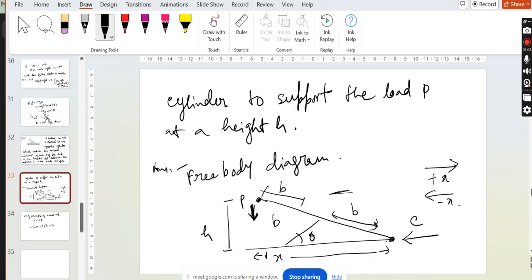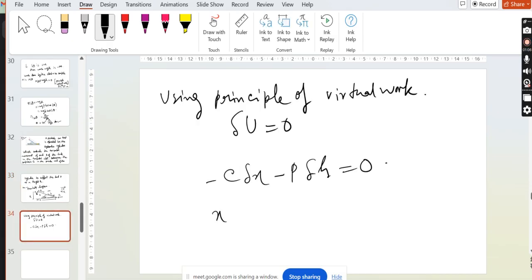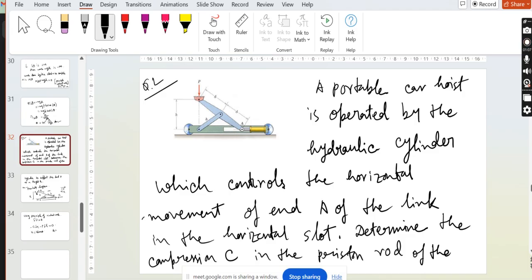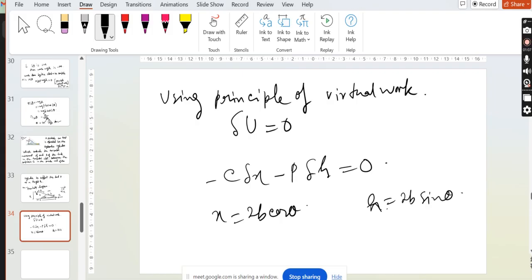And what is X? This is B cos theta, and this is B cos theta. So X is 2B cos theta. And H we can see is B sin theta, and this is also B sin theta. So H is 2B sin theta. So delta X is minus 2B sin theta d theta and delta H is plus 2B cos theta d theta.